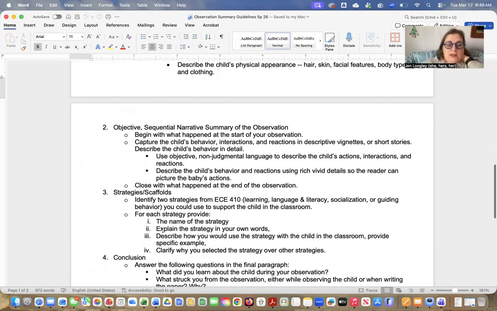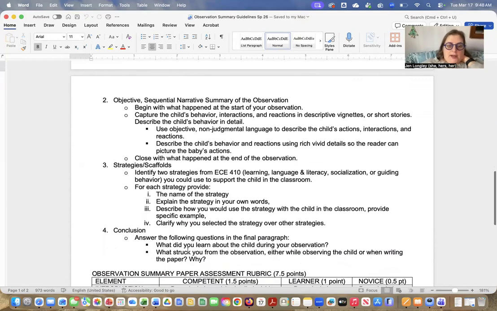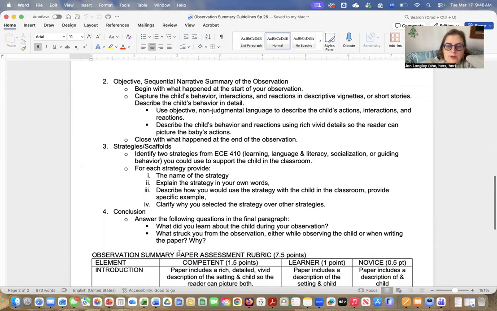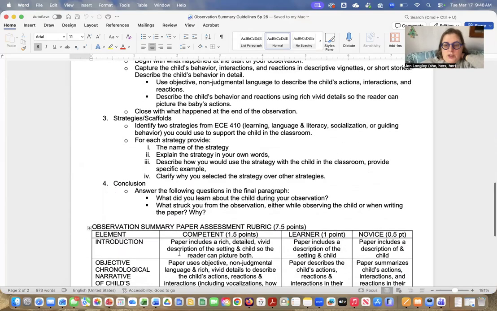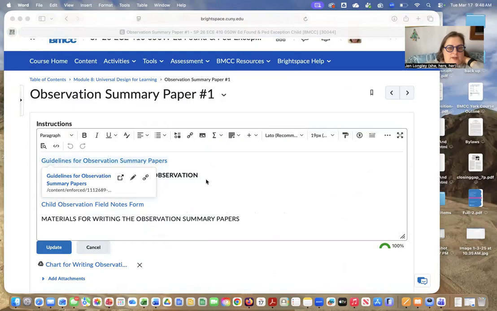Name the strategy, explain the strategy in your own words, describe how you would use the strategy in the classroom, give specific examples, and why you selected that strategy over other strategies. Okay, and then there's some questions. What did you learn about the child during the observations, and what struck you while you were observing or writing the paper? So that is an overview of the paper.